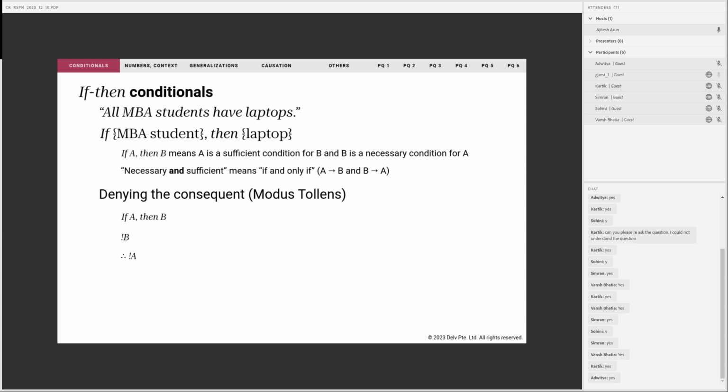Now, the first one that we discussed, right? If A, then B, right? So that was pretty straightforward. Now, what we're doing is we're saying, okay, if MBA student, then laptop, but if you take the opposite of laptop and you say, okay, laptop is not there, then can you say that not MBA student is true? Quick check. Let me see if this sounds good. I've received a few yeses on this.